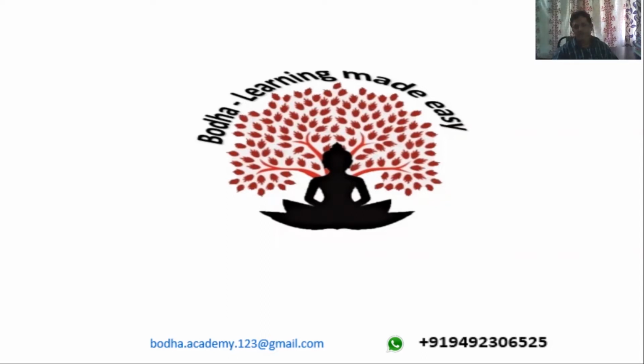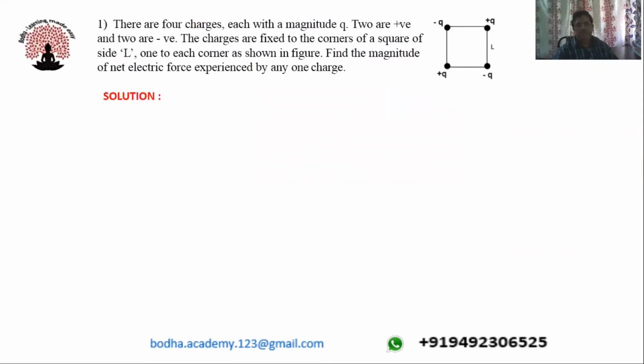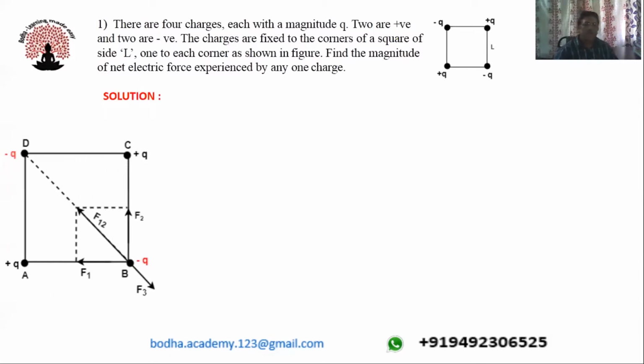Today we will be discussing problems related to electrostatics. First we will consider a problem in which four charges are placed at the corners of a square. We want to find the force acting on any one charge. So we can observe that charges at B and D are negative and charges at A and C are positive. We want to find the force acting on the charge at B.